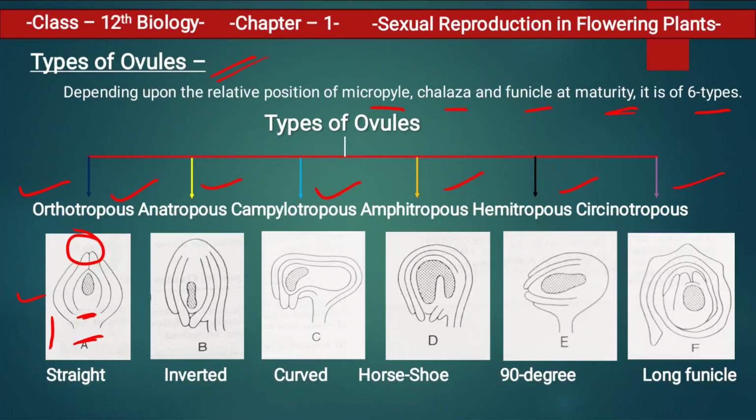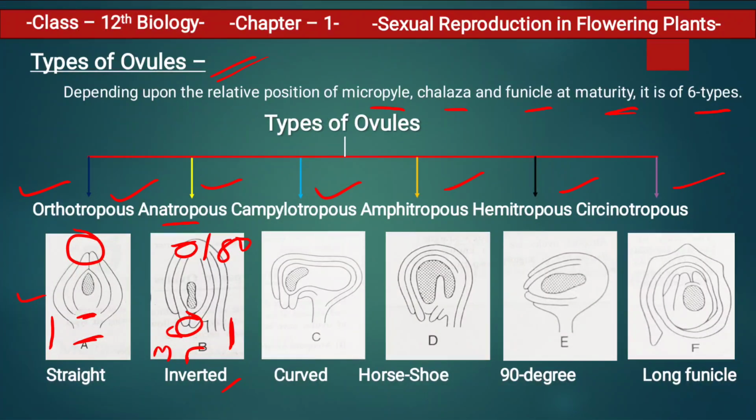Okay, so the next one is the anatropous. It is also known as what? Inverted ovule. Why? Because in this type of structure, it is inverted. It is curved up to 180 degrees. Here is the micropyle, this part is chalaza and this part is known as what? Funicle. Here it is curved up to 180 degrees. That is why it's known as what? Anatropous type of ovule and inverted ovule.